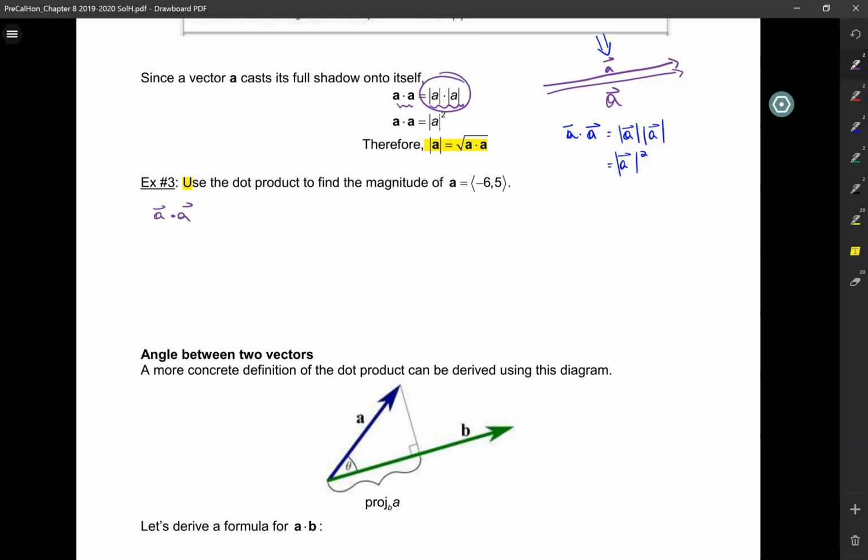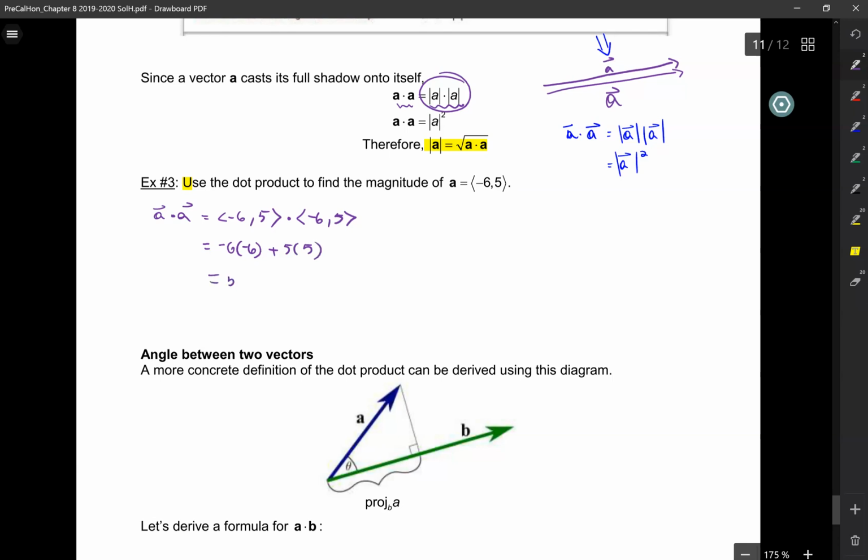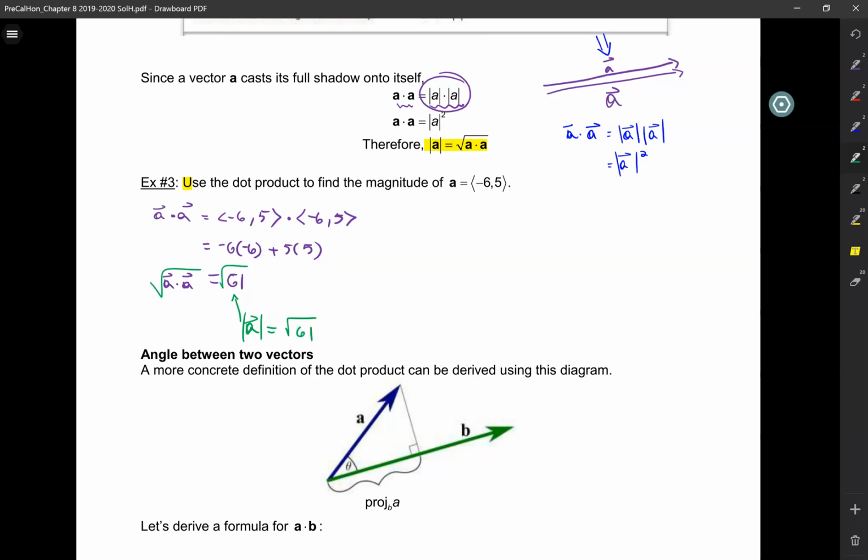So what's A dot A? That will be -6 times -6 plus 5 times 5, 36 plus 25, so 61. Now, if I take that number and take the square root, guess what I got? The magnitude of A. You could have also done it the other way. I'm just showing that that's the exact same thing.